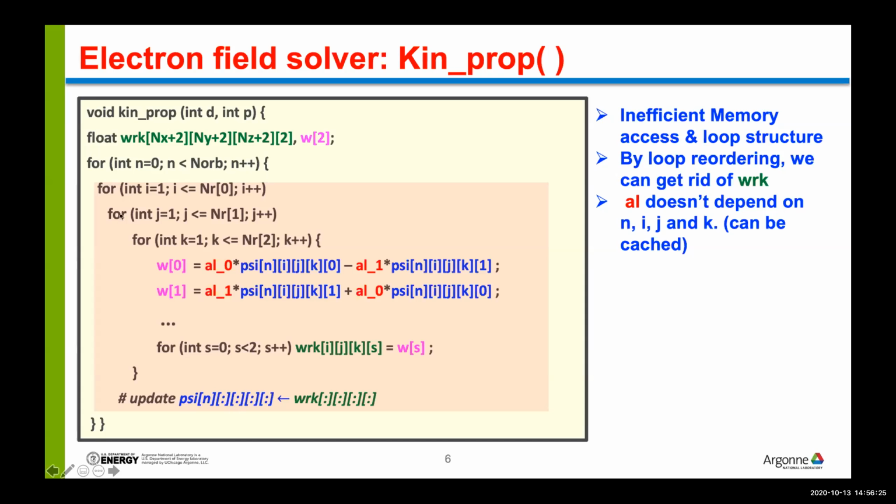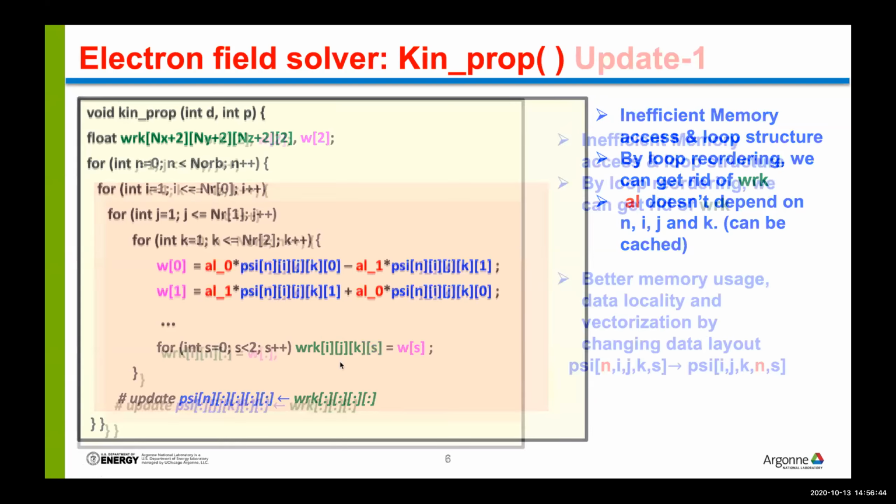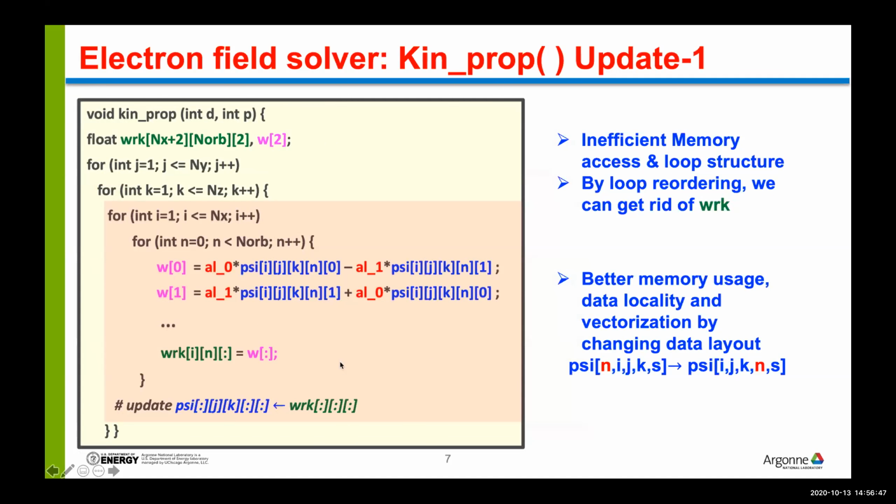Also, this code has a very inefficient memory access loop structure. For example, the dimension n along which PSI is updated is in the outermost loop. Thus, by loop reordering, we should be able to optimize this function and get rid of the temporary variable WRK. So the very first thing we did, to get better memory usage and data locality, was to change the loop ordering of the code.